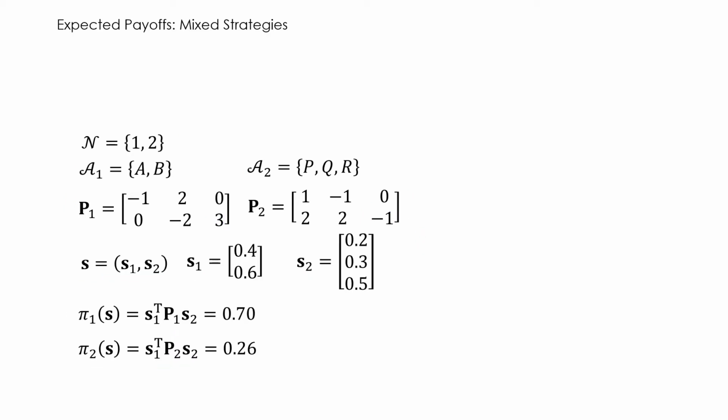Similarly, suppose we have mixed strategies. S1 is 0.4 and 0.6, and S2 is 0.2, 0.3, and 0.5. Then we can compute the payoffs: agent 1's payoff is S1 transpose P1 S2, which is, you can do the math, 0.7, and the payoff of agent 2 is S1 transpose P2 S2, which is 0.26.